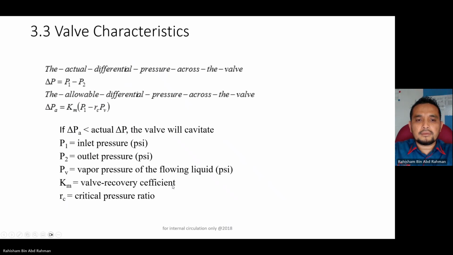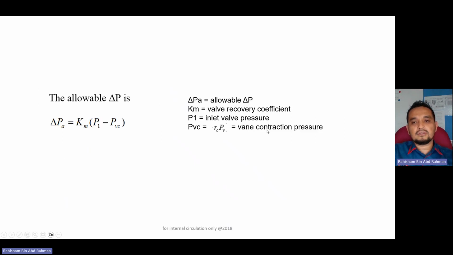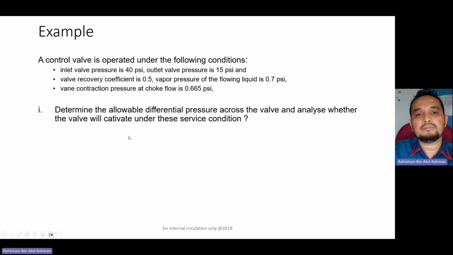That is PV, vapor pressure. And the vena contracta pressure, what is that? Vena contracta pressure is actually PVC, V for vena, C for contracta. So the vena contracta pressure is 0.665. Okay, we have the scenario here. What we have to do is determine the allowable differential pressure across the valve.